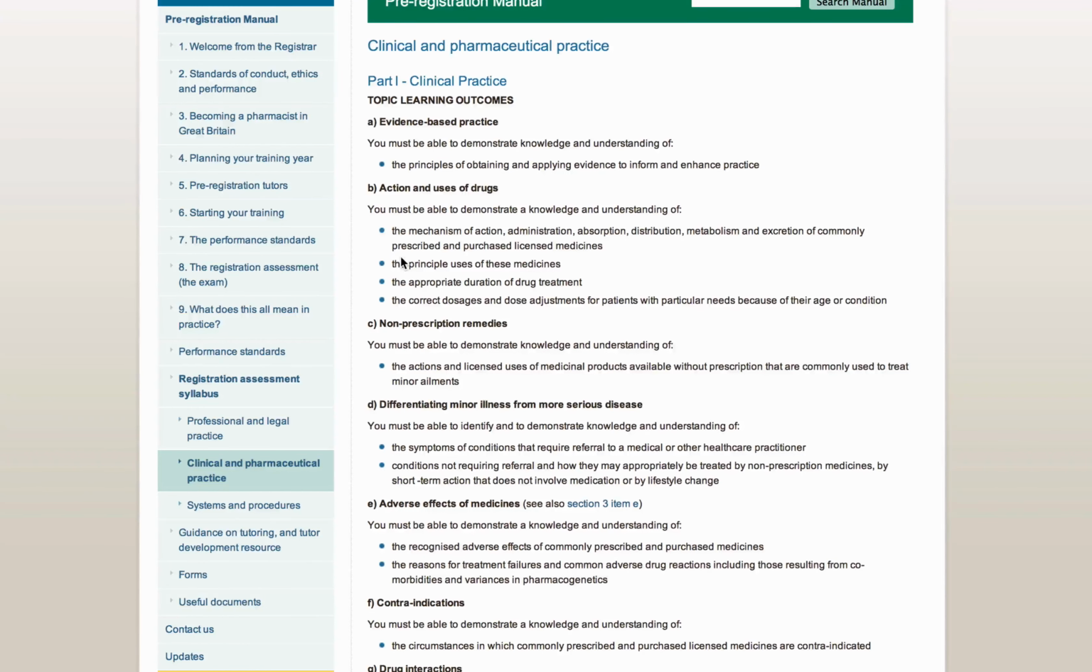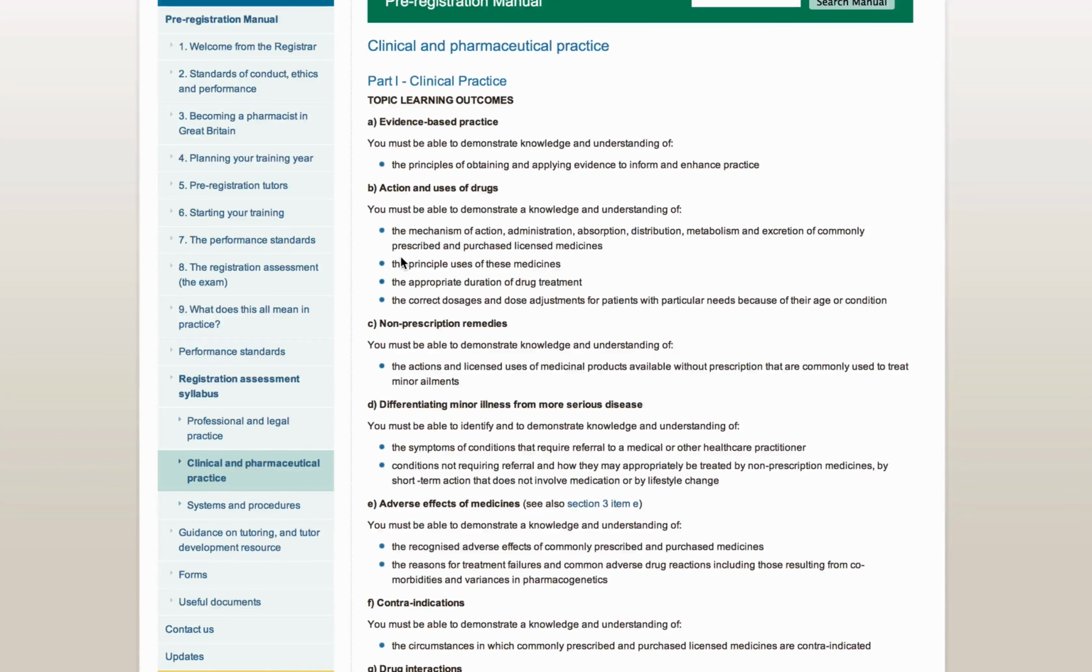Use of medicinal products available without prescription that are commonly used to treat minor ailments. So we went through hydrocortisone, P medicines, OTC, and GSL. Do you know the difference between GSL, P, and POMs? What's the legal difference between GSL and a P medicine? It's nothing that you need to know very much in specific.